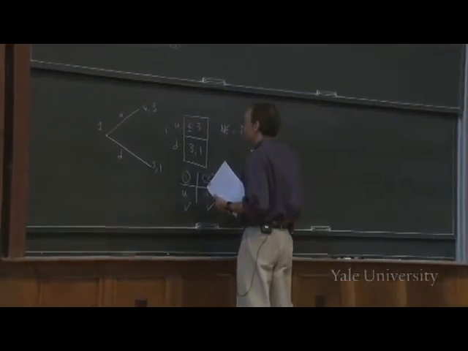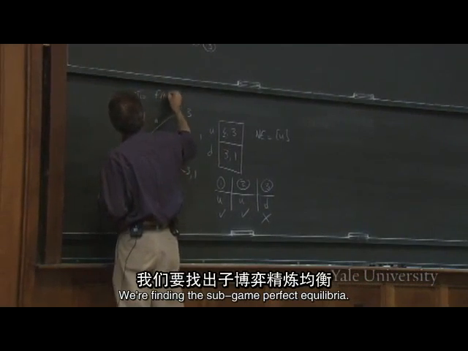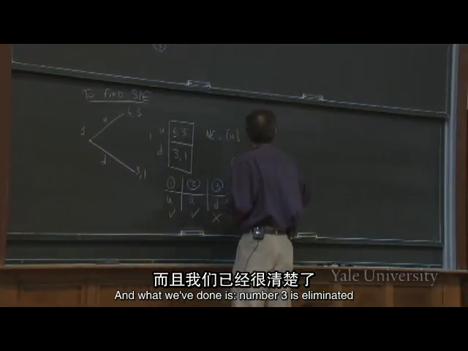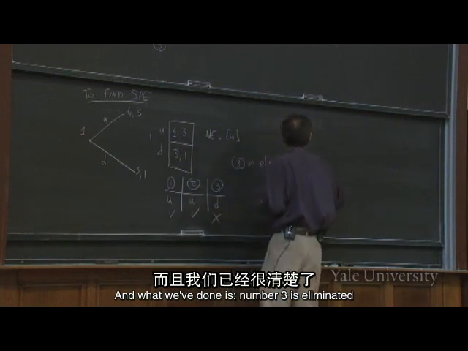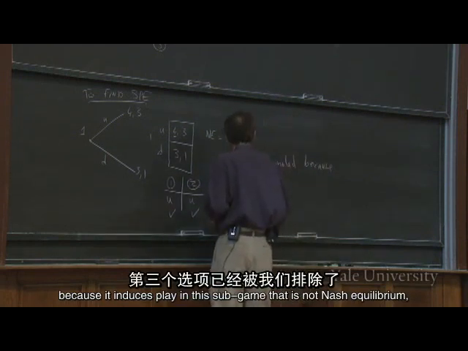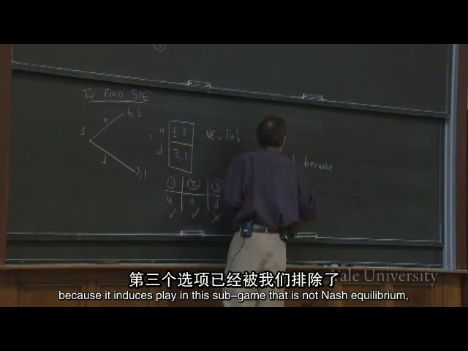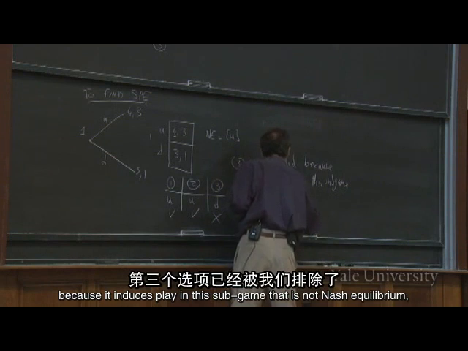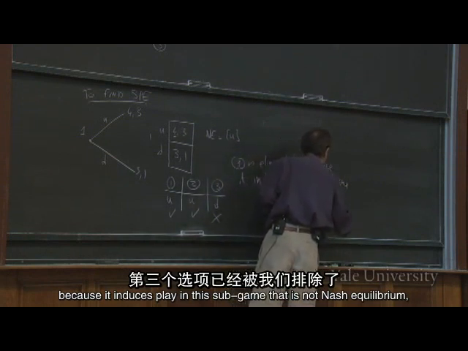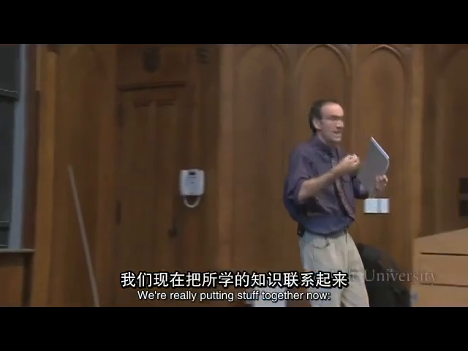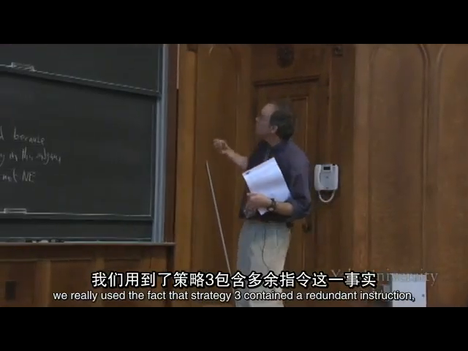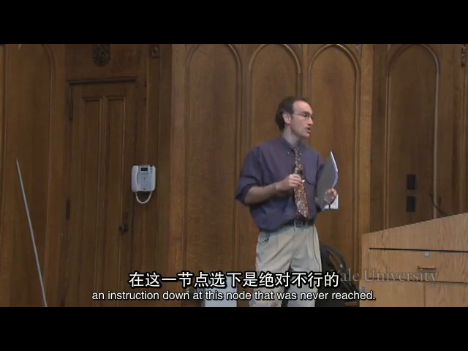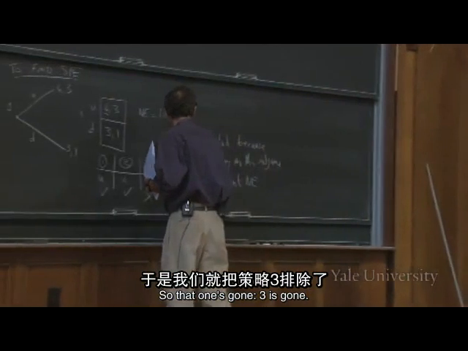So what are we doing here? Let's make it clear. We're finding the subgame perfect equilibria, and what we've done is, number 3 is eliminated because it induces play in this subgame that is not a Nash equilibrium. Not a Nash equilibrium in the subgame. All right, we're really putting stuff together now. To be able to draw this conclusion, we really used the fact that strategy 3 contained a redundant instruction, an instruction down at this node that was never reached. But that helped us get rid of it. All right, so that one's gone. 3 is gone.